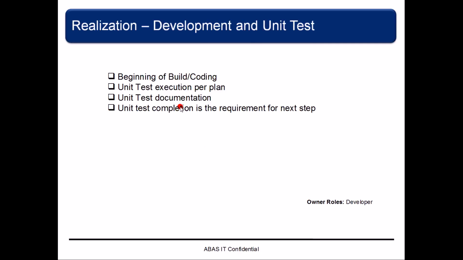Once we have the unit test document, the test plan, and the technical design document in development, then we're going to do the build. We're going to build the code. We'll start coding, and we'll do the unit test execution per plan, and then we're going to update the unit test document with the test results, mark the unit test as complete, and proceed with the next step, which is the functional test. The owner of this one is the developer, who is going to make sure that we have the technical design document and unit test documented, tested, and completed.